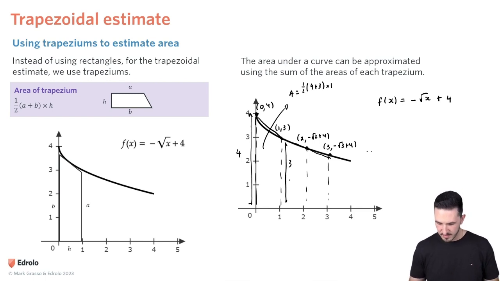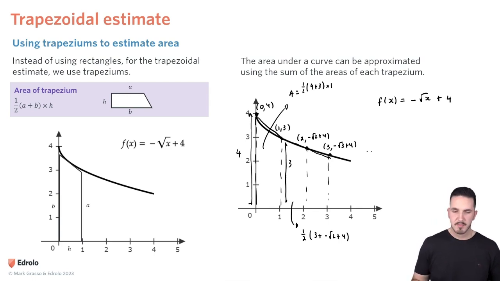Then to find the area of the second trapezium, this would be a half times 3 plus negative root 2 plus 4, times 1, because again the height is the width of the trapezium. To estimate that, you would have to use a CAS, or you could approximate the square root of 2. To put that all together, now you just add the areas.